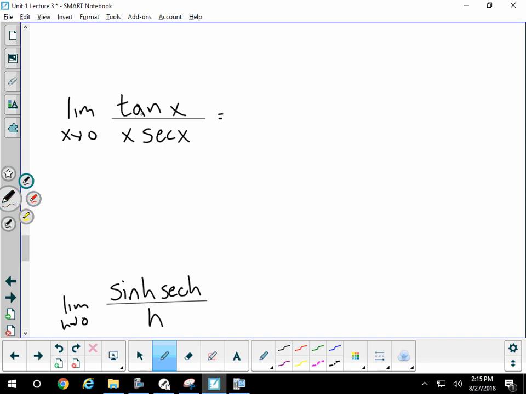Now, some of us will just immediately start rewriting. But let me show you, for some of you, it might be easier if you just separate things out from the start, like that, and then rewrite, then combine. It's up to you.